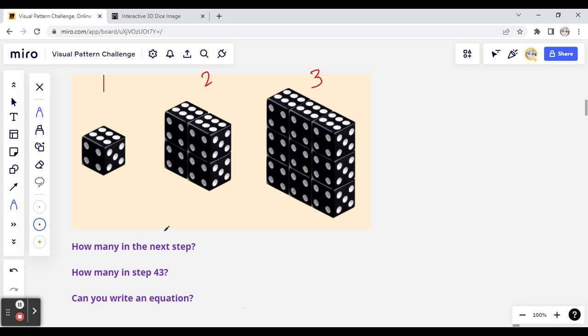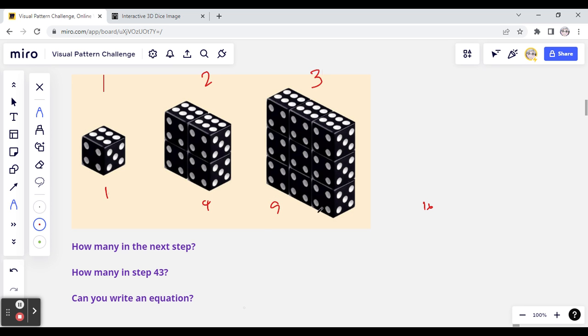Okay. So let's see what's going on first of all with just the number of dice. And I think that's pretty easy to see. We've got 1 and then 4 and then 9. So the number of dice, it's just that step number squared. So in step 4, we're going to have 16 dice, but that's not what the numbers are going to add up to.